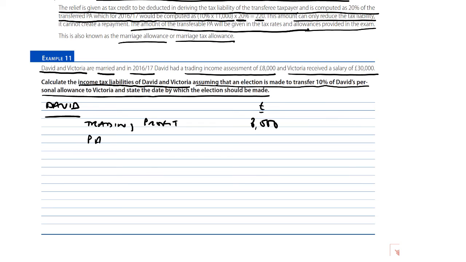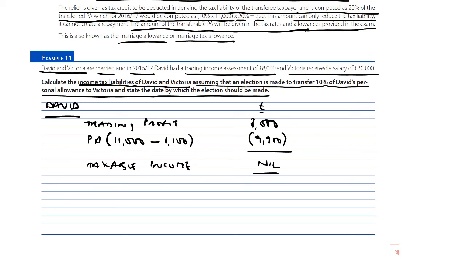from which we can then deduct the available personal allowance. Now, with the election in force, instead of getting the full £11,000, we have chosen to transfer 10% of that figure. That was £1,100. So the remaining available personal allowance to deduct would be £9,900. Now, £9,900 is obviously bigger than £8,000, so the taxable income here is simply nil.